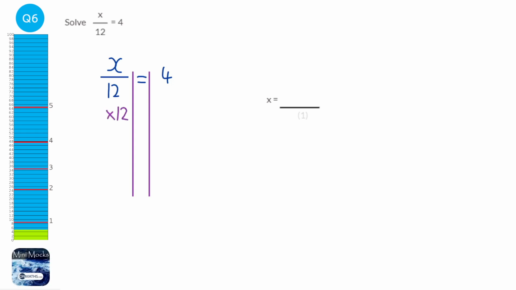Times 12. Now these lines show us that whatever we do on the left hand side we have to do on the right hand side. So we have to times 12 both sides. So on the left hand side we're left with x. On the right hand side we do 4 times 12, which is 48. So our solution is x equals 48.